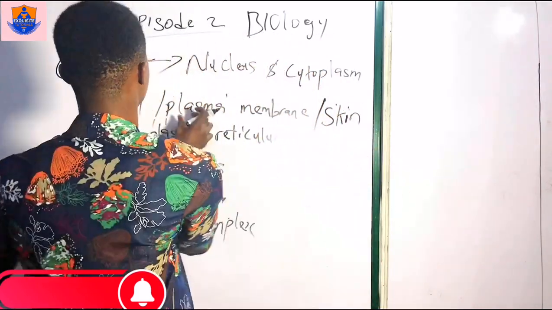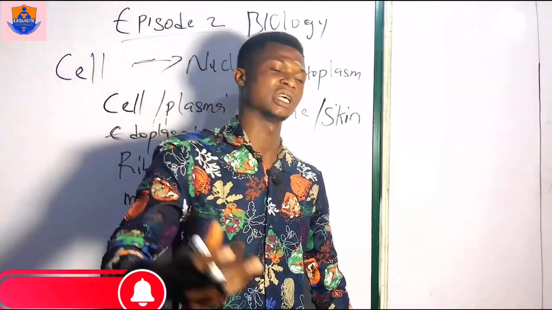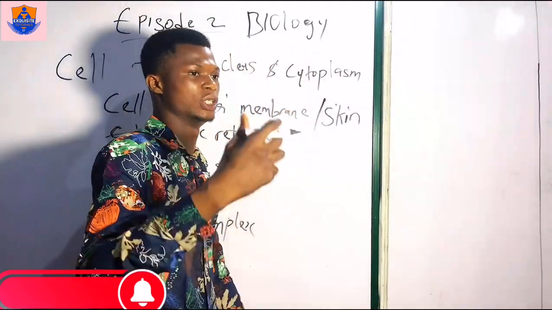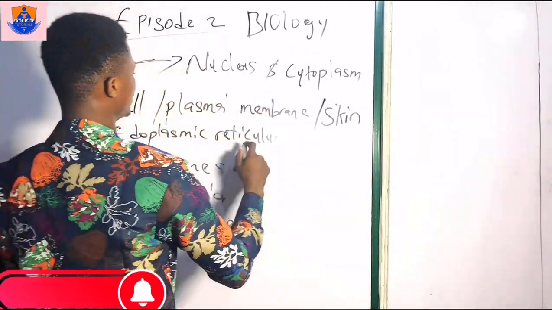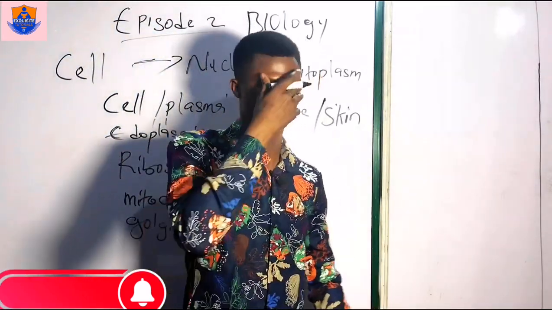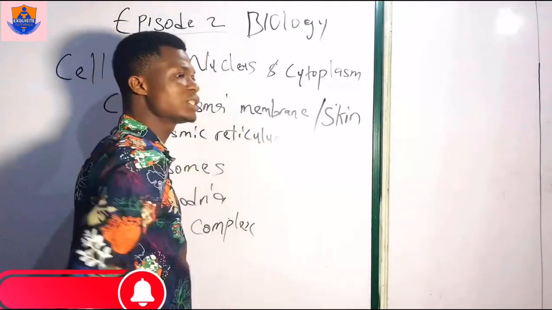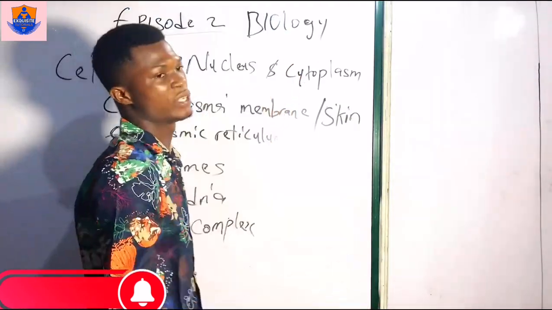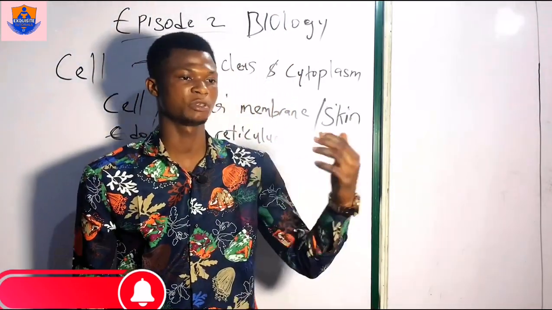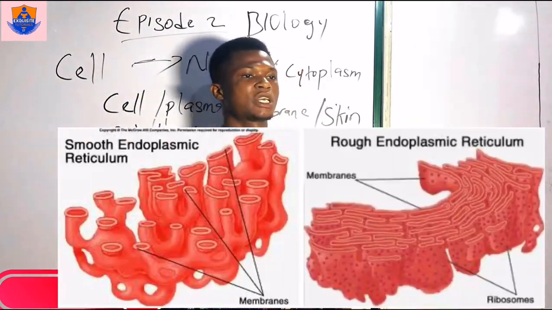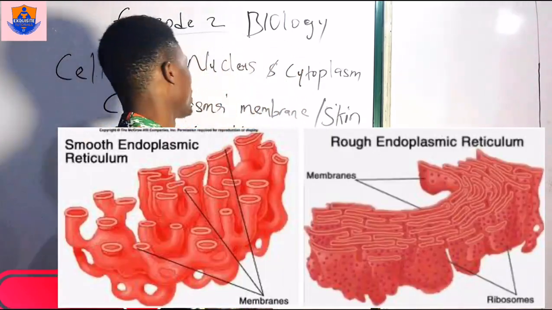That is what the plasma membrane does. So the plasma membrane can be for protection, for osmotic regulation, and the rest of it. Now we have the endoplasmic reticulum. The major question you should expect from the endoplasmic reticulum is the different types. We have two types of endoplasmic reticulum, the smooth endoplasmic reticulum and the rough endoplasmic reticulum.